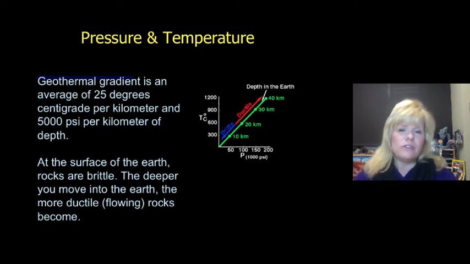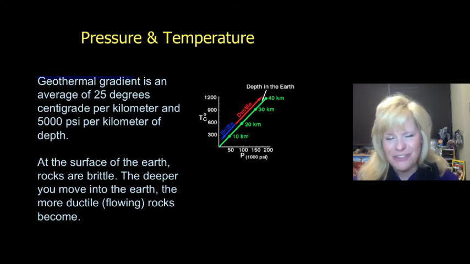So this is a new test question for geothermal gradient. 5,000 pounds per square inch increases every time that you go down a kilometer. That's an incredible amount of pressure. So you add that with the temperature, you can do some really interesting things to rocks.